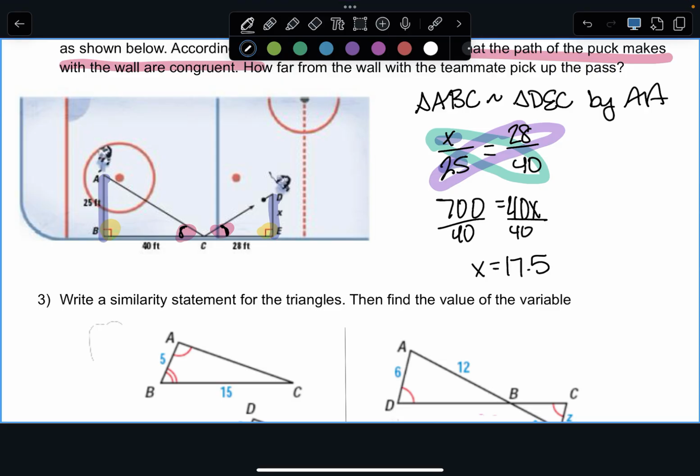What am I missing for my answer? I don't want to just put 17 and a half. We have a word problem. I can be a little bit more specific. 17 and a half what? What are my units here? Feet. So that's my final answer, 17 and a half feet. Questions on that one?